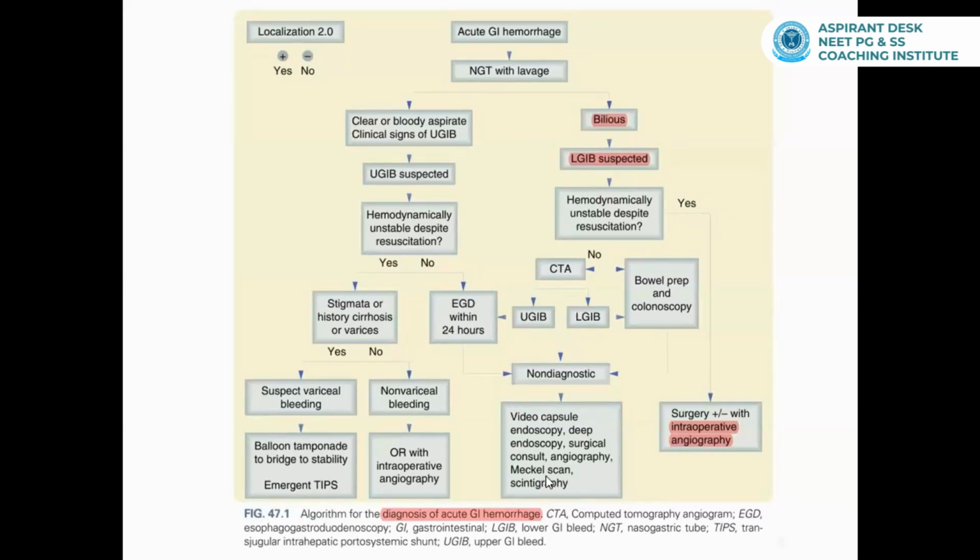If the patient is hemodynamically unstable despite resuscitation, then go ahead with variceal bleeding management, balloon tamponade, or for non-variceal bleeding, go straight to the operating room with an intraoperative angiogram. So these are the things we should do if the patient is unstable despite resuscitation.